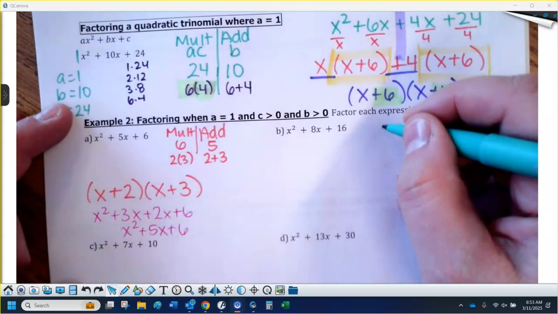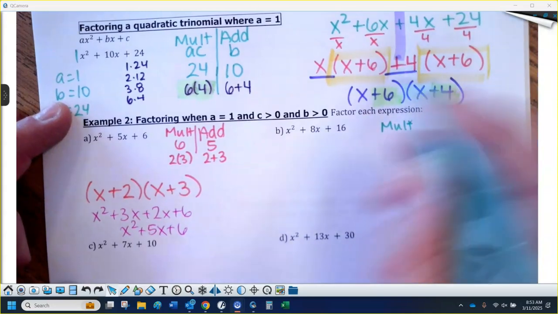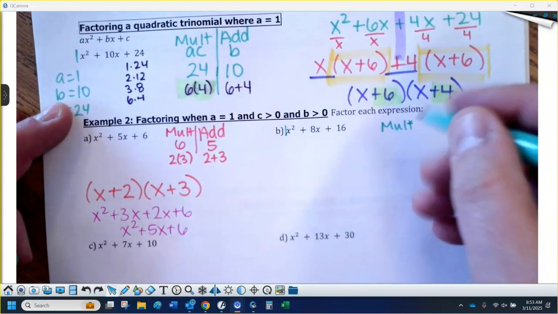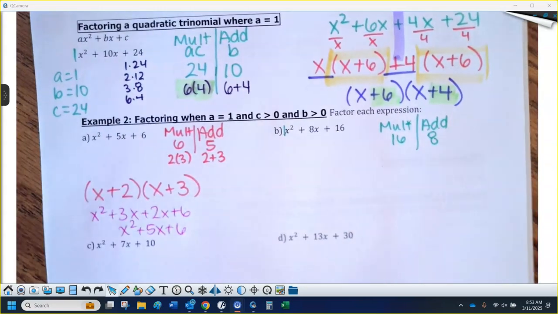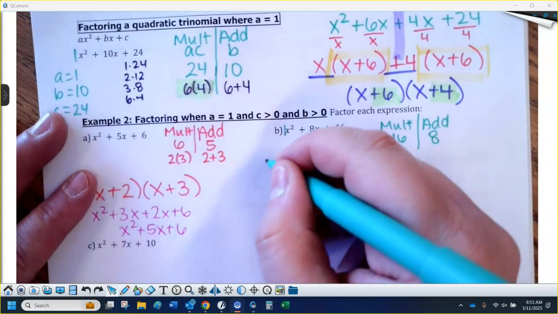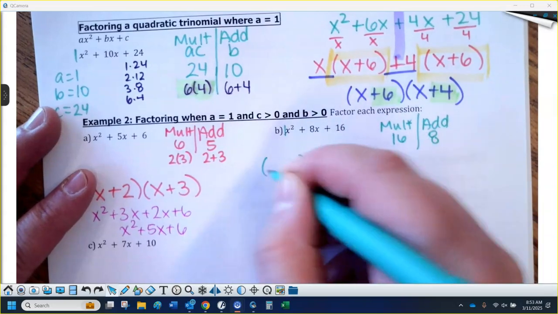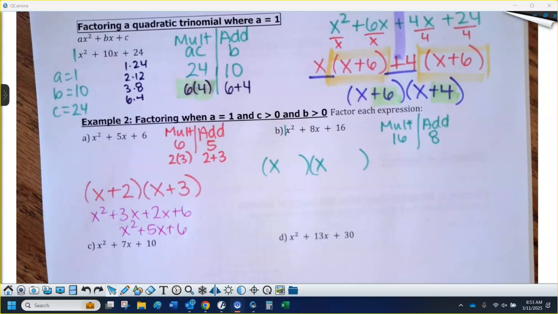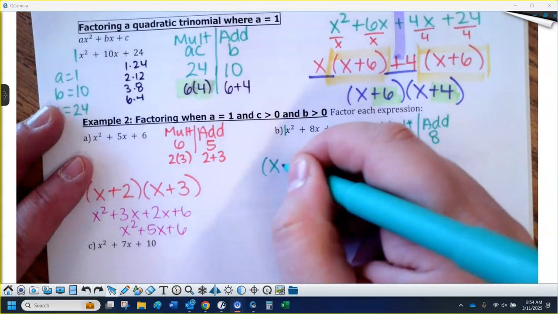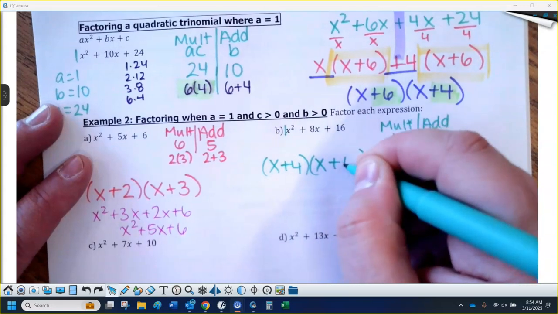So like this one, I'm going to multiply, a times c here would just be 1 times 16. So I'm going to multiply to get 16, add to get 8. And if this just starts with a plain x squared, I know to get x squared, I could multiply x times x. So I could just put those in my two factors. Can you think of two numbers, if you multiply them, it'd be 16, add them, you get 8? 4 and 4. 4 times 4 is 16, 4 plus 4 is 8.